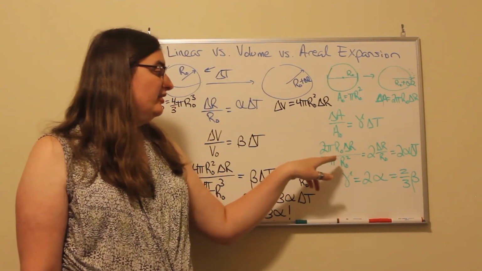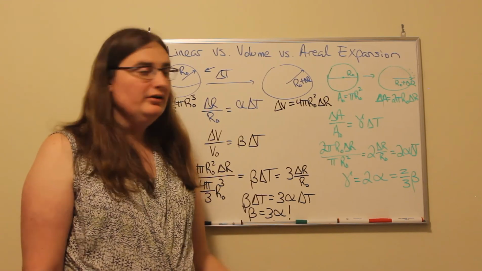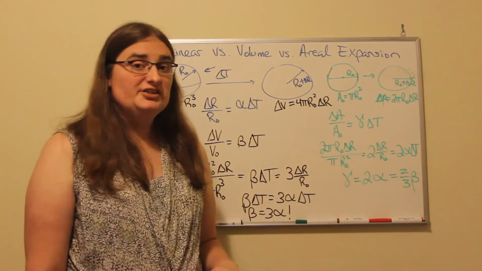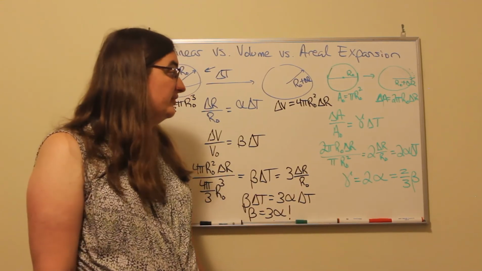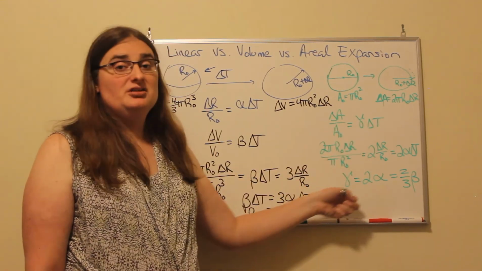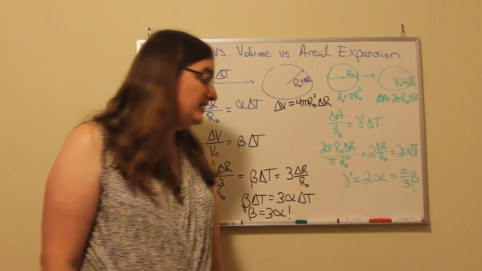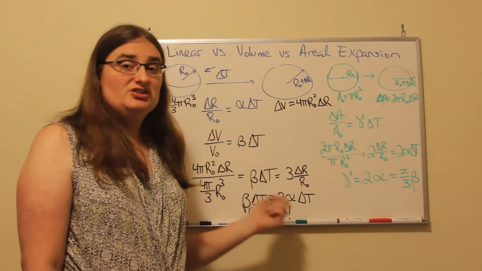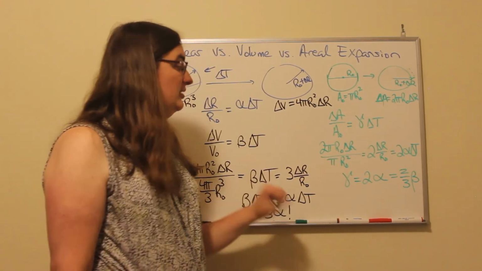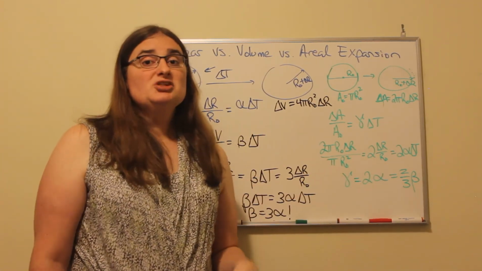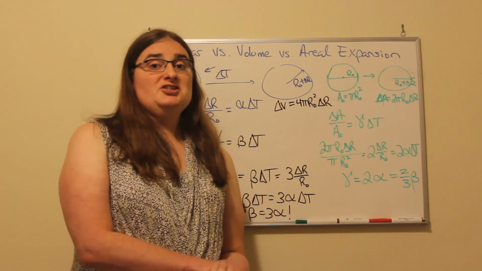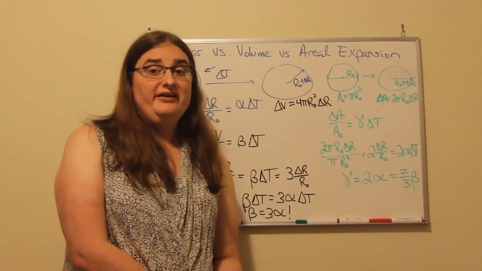2 pi r delta r over pi r squared gives me 2 delta r over r0, which is 2 times my linear expansion coefficient. So my area expansion is 2 times the linear expansion. My volume expansion is 3 times the linear expansion. So my area expansion is 2/3 of the volume expansion, and the volume expansion is 3/2 of the area expansion.